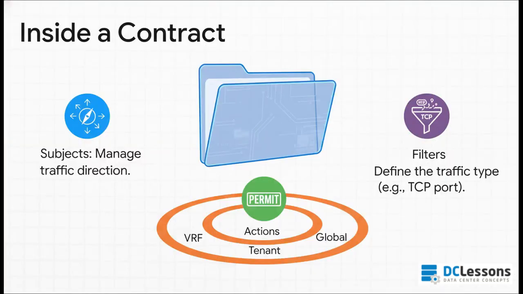So, let's just quickly break that down. Subjects handle the traffic direction. Filters are the nitty-gritty, the specific protocol and port, like TCP port 80. Actions, yeah, you're almost always just going to say permit. And scope, okay, scope is a big one. This decides if your contract works just in one little area, across a whole tenant, or even globally across the entire fabric. Really important for shared services and stuff like that.